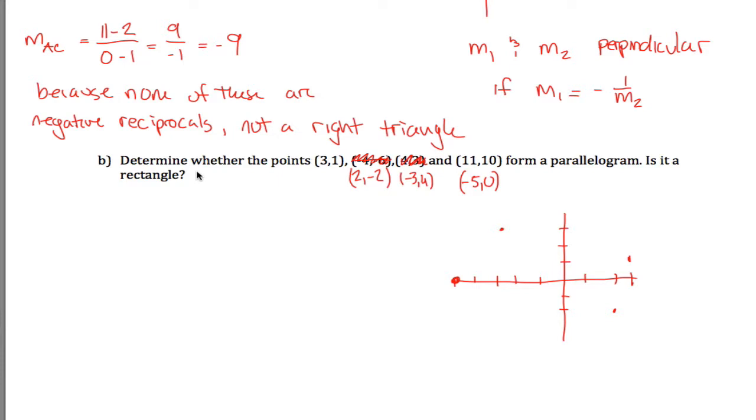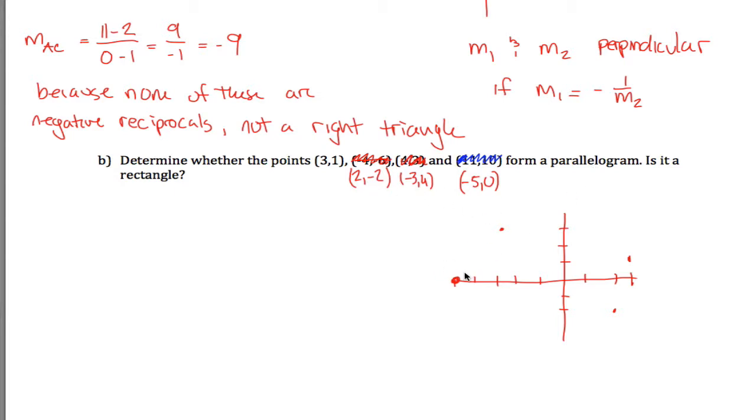Okay, in this second problem, we're asked to determine whether these 4 points, I kind of changed the numbers a little bit, got rid of this guy, form a parallelogram. What you need to know about a parallelogram is it's a 4-sided figure for which it has 2 sets of parallel lines.